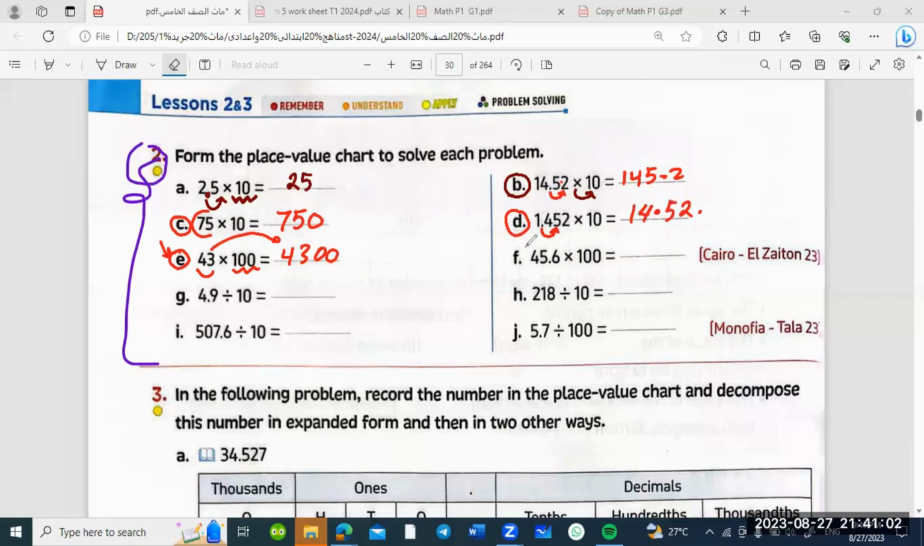4.52. Excellent. And what about F? F, go down to F. Be careful. Here you are going to multiply by 100. So you will move your decimal point 2 steps. 2 steps, here we have only 1. 0. Excellent. So I will add 0 at the right of the 6 and then move the decimal point after all of them. So it will be 4, 5, 6, 0. Easy, Jana, understood?